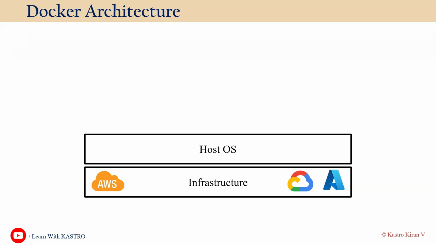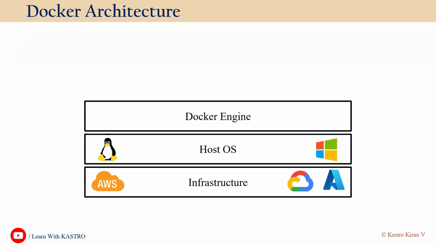Now, on top of the host operating system, we are going to keep the Docker engine, where we are going to install the Docker software. Once we install the Docker software in the Docker engine, we are going to build the containers and run the containers on top of the Docker engine.